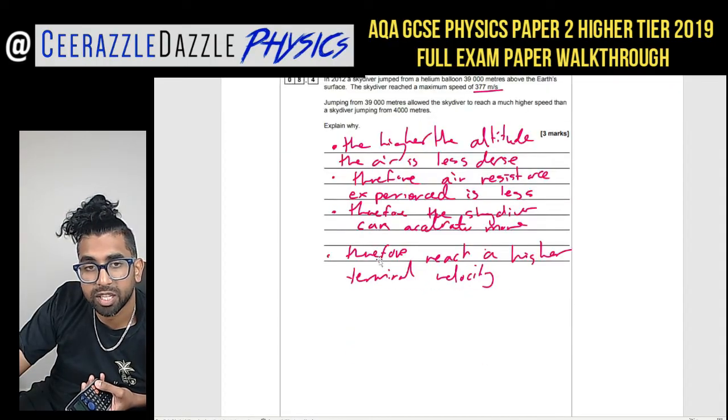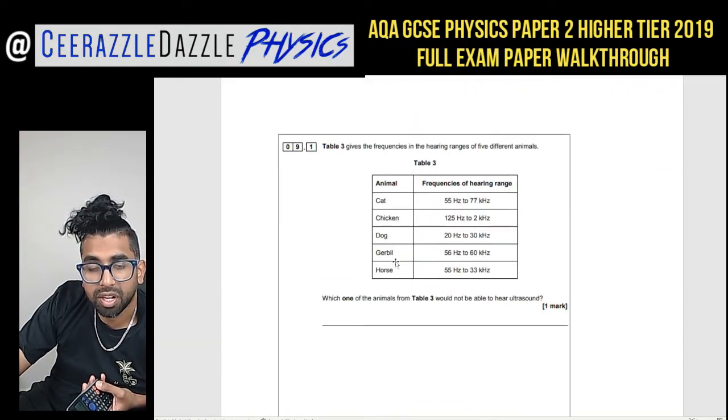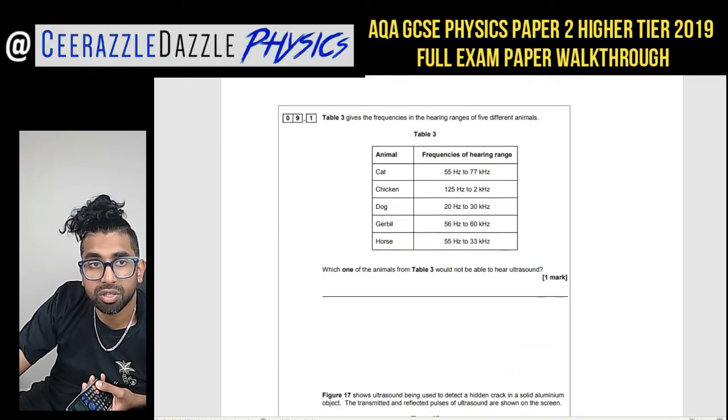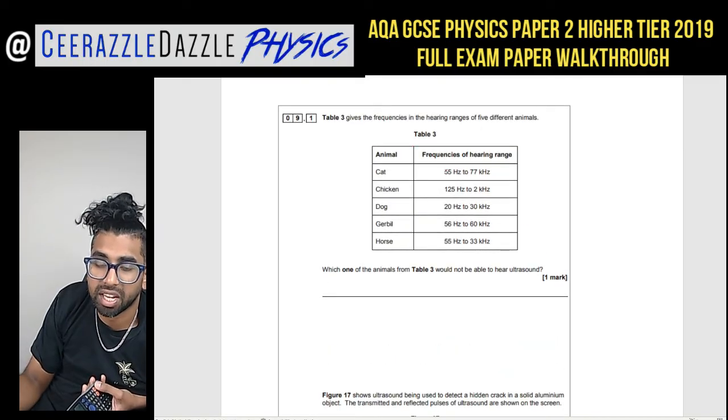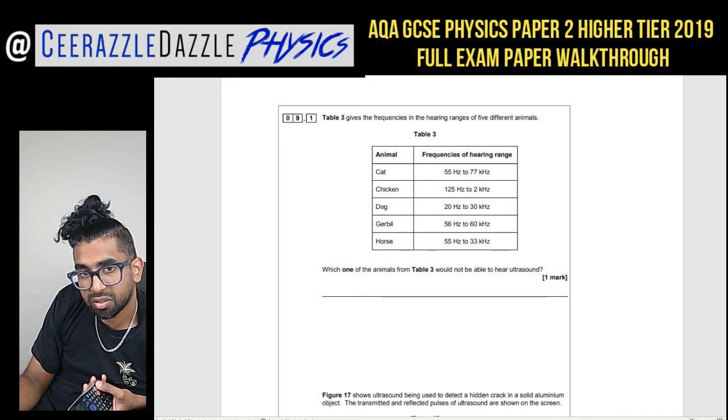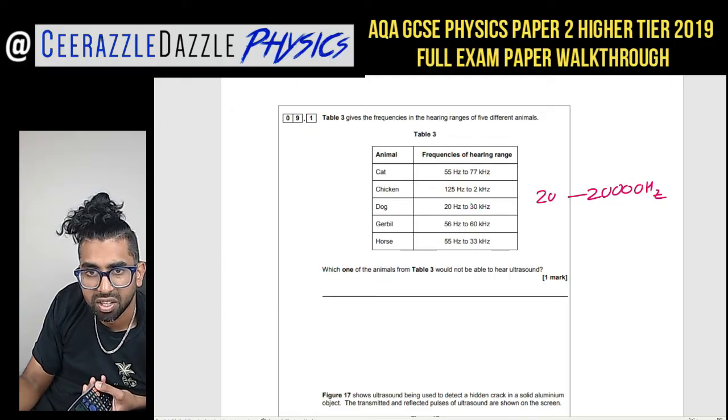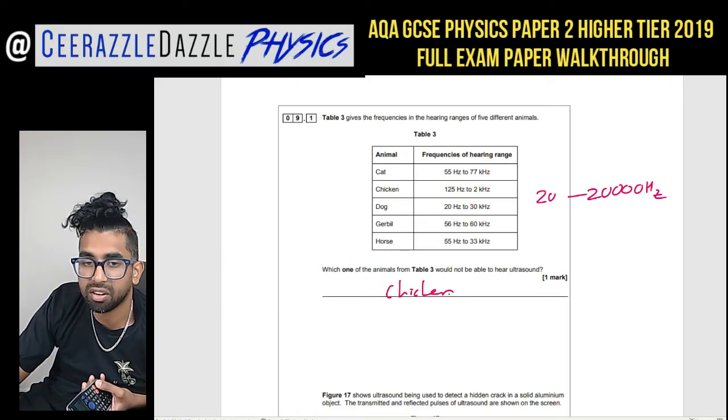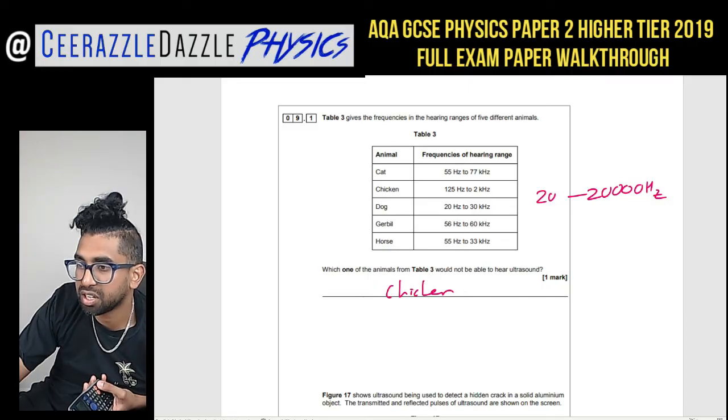Excellent stuff. Okay, next one. Let's go for 9.1. Table 3 shows the frequencies of the hearing ranges of 5 different animals: cat, dog, chicken, gerbil, horse. Which one of the animals would not be able to hear ultrasound? Ultrasound is above 20,000 hertz, that's the ultrasound range. So obviously it's the chicken, it can't hear it. So for 1 mark the answer is chicken.